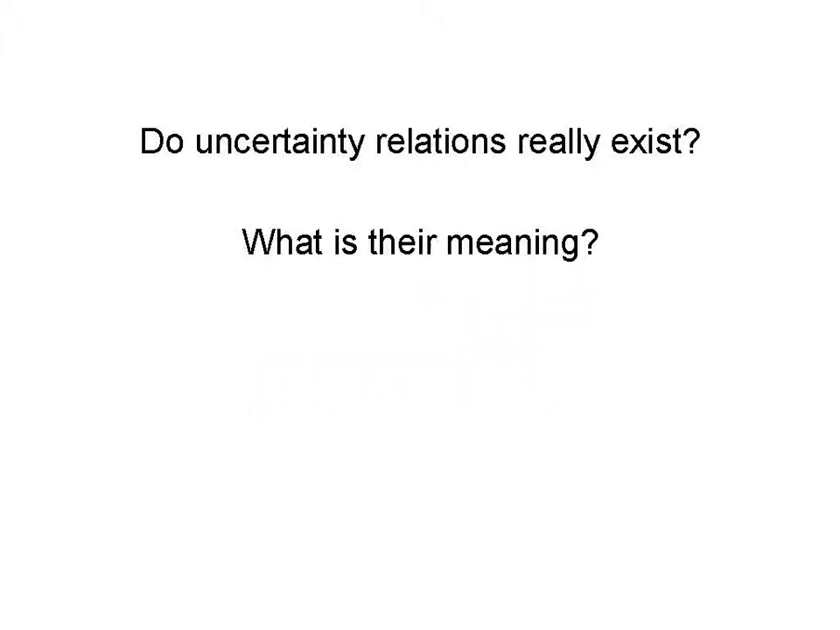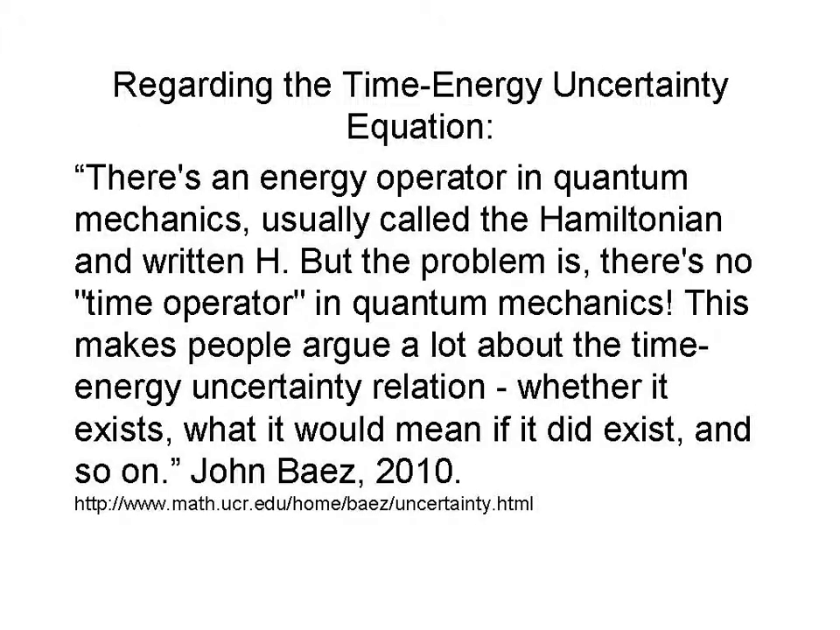So do uncertainty relations really exist? What is their meaning? It's not as clear and obvious as it might seem. Let's look at a quote by John Baez, physicist, regarding the time-energy uncertainty equation. He says, "There's an energy operator in quantum mechanics, usually called a Hamiltonian and written H. But the problem is, there is no time operator in quantum mechanics. This makes people argue a lot about the time-energy uncertainty relation, whether it exists, what it would mean if it did exist, and so on."